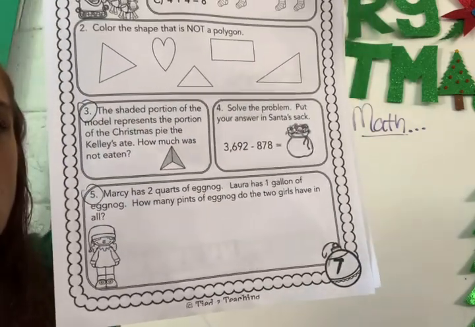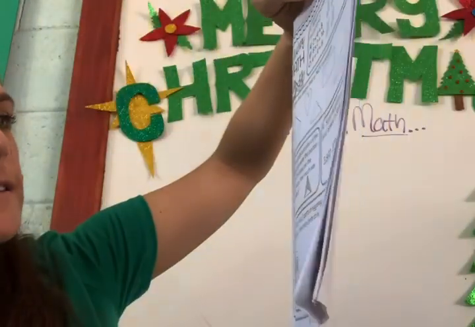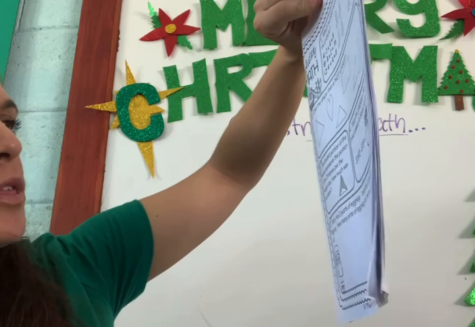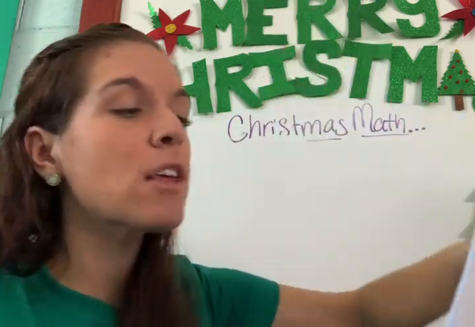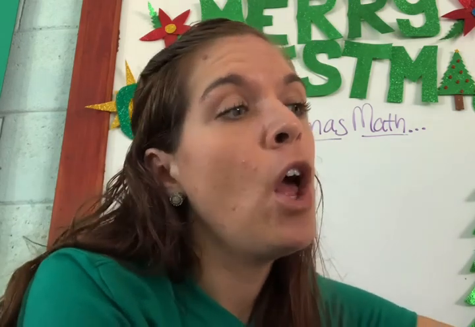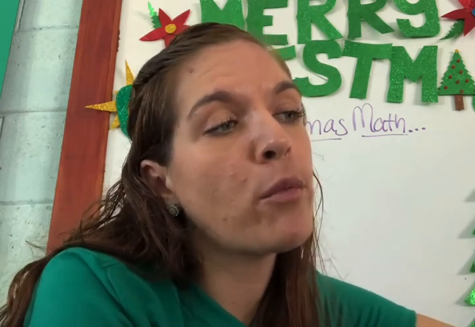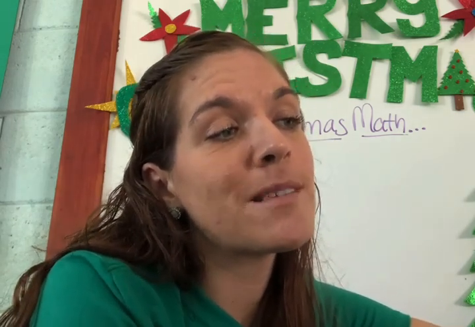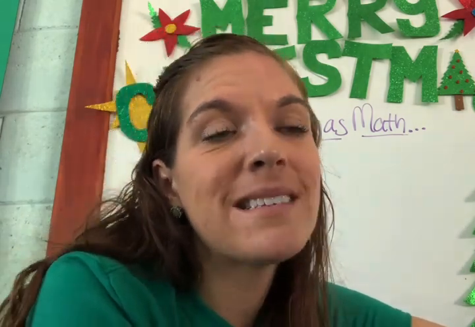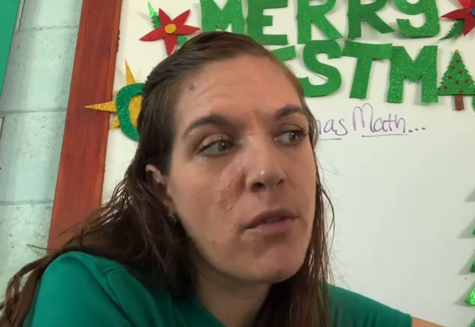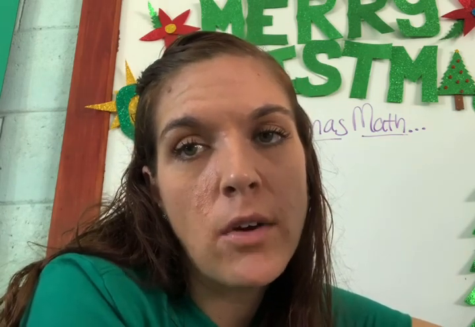Here we go. Look at this one, page 7 it says. Look at number 3. You just need to write the fraction. Careful, look at it. The shaded portion of the model represents the portion of the Christmas pie the Kellys ate. How much was not eaten? You need to give me the fraction of how much was not eaten, okay?